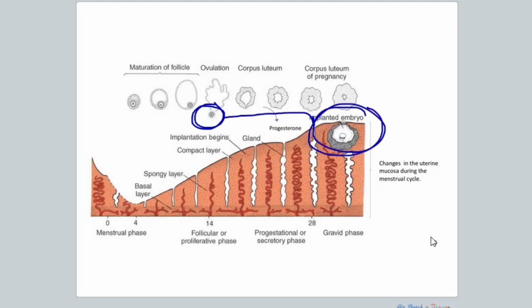This is the uterine mucosa at the beginning of the menstrual phase, and then over those 28 days, it acquires glands, it becomes more vascular, all these things to help nourish a potential implanted embryo. That's just the appreciation I wanted to give you for all these changes going on in the uterine mucosa. It's a dynamic layer.